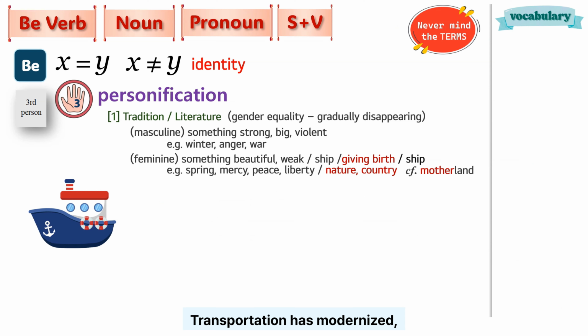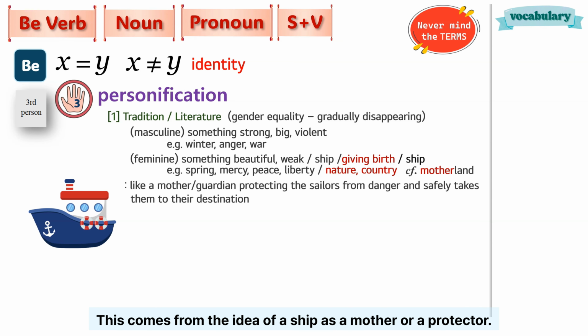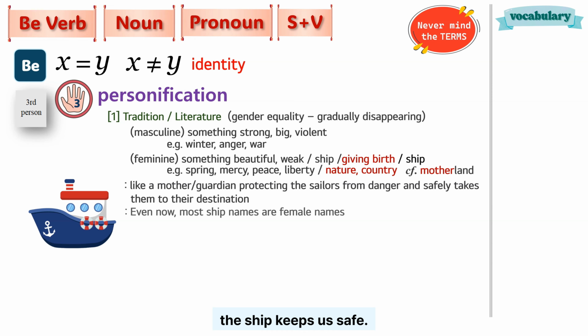Transportation has modernized, and the English expressions related to it have also evolved. But when it comes to ships, many traditions still remain. One of these traditions is treating ships as feminine. This comes from the idea of a ship as a mother or a protector. On the sea, which is very unpredictable, the ship keeps us safe. Even today, most ship names are feminine names.